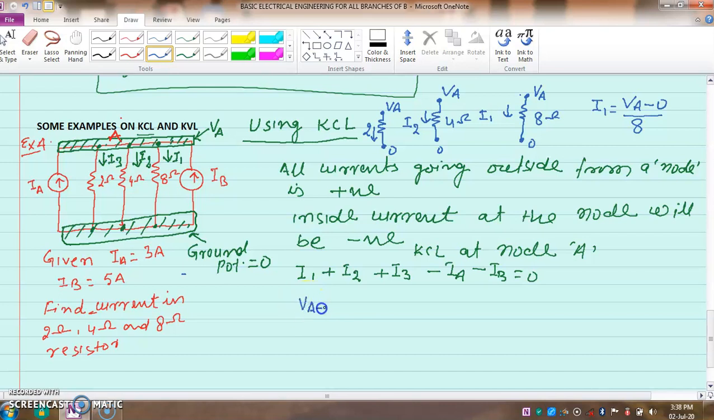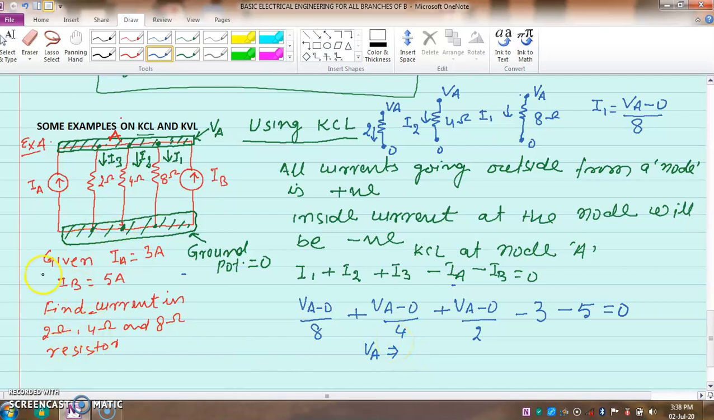It will be VA minus 0 divided by 8 plus VA minus 0 divided by 4 plus VA minus 0 divided by 2 minus IA, and what is the value of IA? IA is given in the question as 3 ampere. So I am putting here IA is 3 and IB is given as 5. It will be equal to 0. So I have got one equation, and how many unknowns are there? Only one unknown, that is VA. So you can solve this equation for VA and you will get the value of VA.